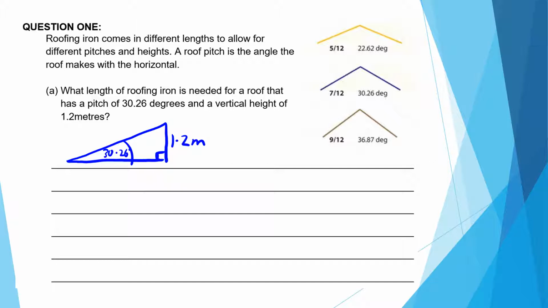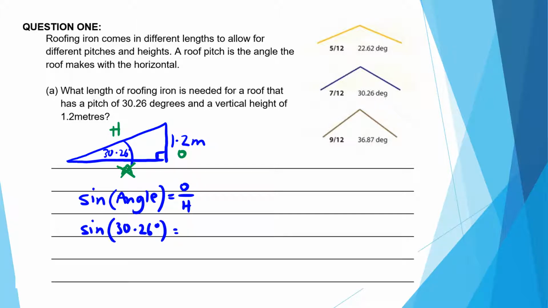Now this problem involves a right angled triangle and involves an angle. So we're going to have to use trigonometry. That's our opposite side, our adjacent side, our hypotenuse. We don't need to use the adjacent side, so we choose a formula and we're going to use sine. So sine of the angle is going to equal the opposite over the hypotenuse. So sine of 30.26 degrees is going to equal 1.2 over h.